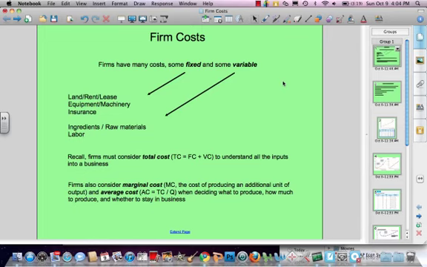Firms also consider marginal cost. As you'll recall, marginal cost is the cost of producing an additional unit of output, and average cost, so the total cost over quantity, when deciding what to produce, how much to produce, and whether to stay in business.